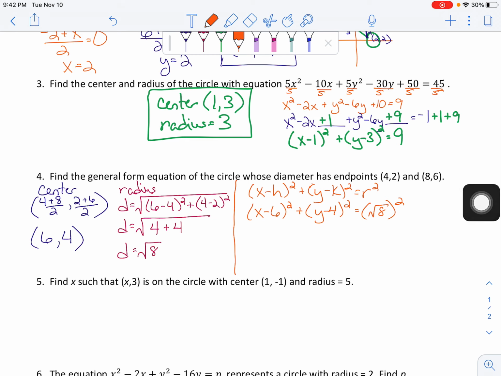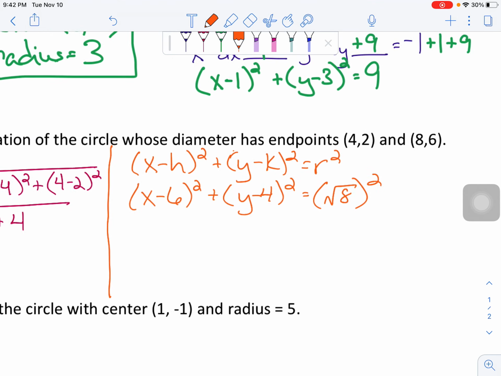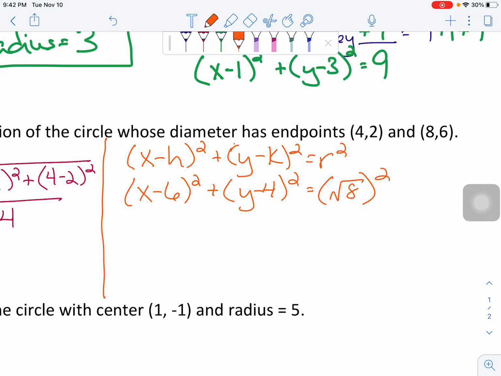Because this particular problem says it wants general form, we need to multiply it out. So x minus 6 squared, x squared minus 12x plus 36, y minus 4 squared, so it's going to be y squared minus 8y plus 16. Square and square root cancel, so that's just 8.